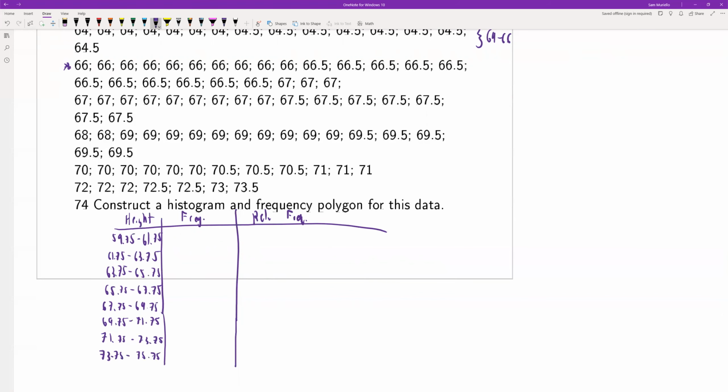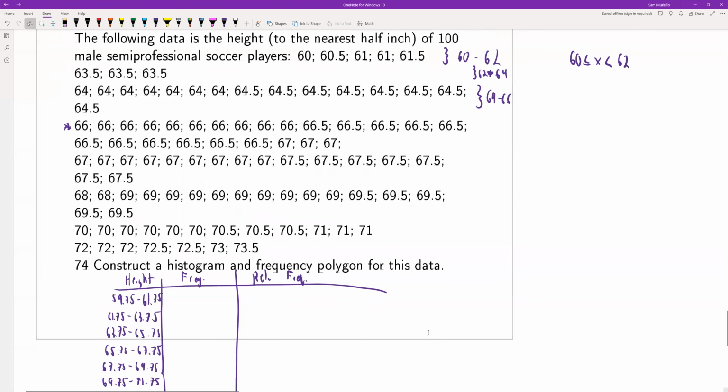Now we can go ahead and count how many there are. For the first group, we're looking here, 1, 2, 3, 4, 5 data points. It told us that there was 100 total data, so we know the relative frequency will be 5 out of 100, or 5%. We'll just put the percents from now on. For the next group, looks like 1, 2, 3 data points, or 3%.